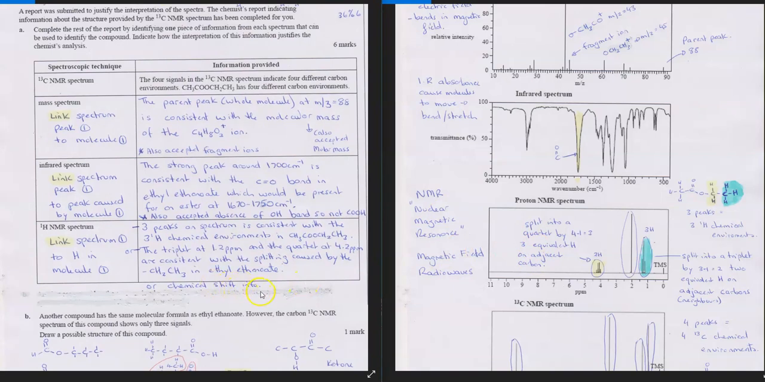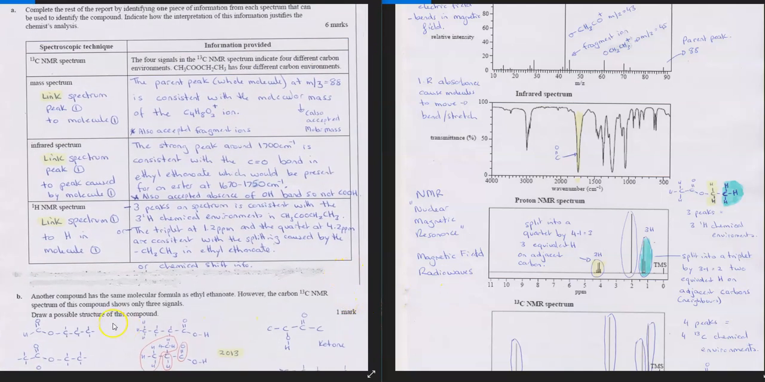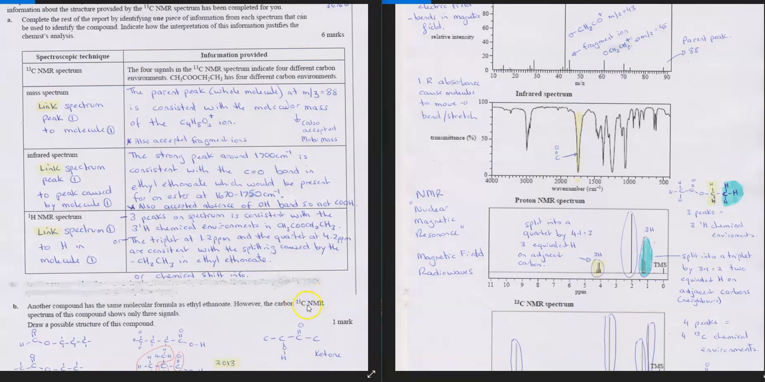Or you could use the chemical shift information, and I haven't written down that. Okay, so next one. Another compound has the same molecular formula as ethyl ethanoate, so it's an isomer. However, the carbon NMR for this shows only 3 peaks rather than 4. So whenever you see something, if you've got 4 carbons but only 3 peaks, it means that there are 2 carbons in the same environment.